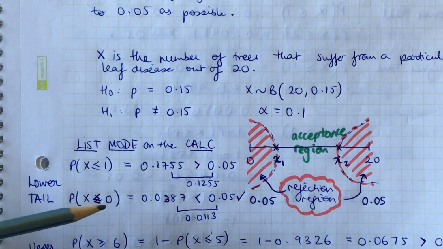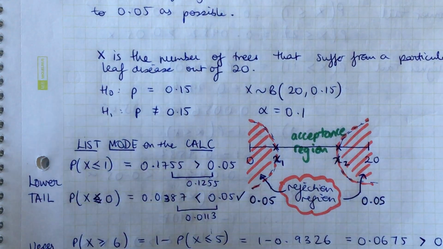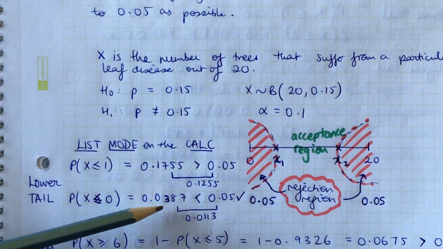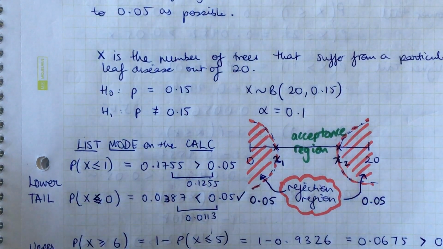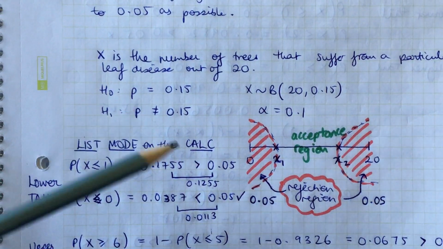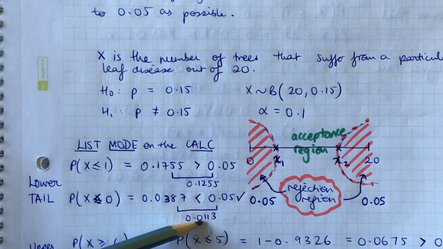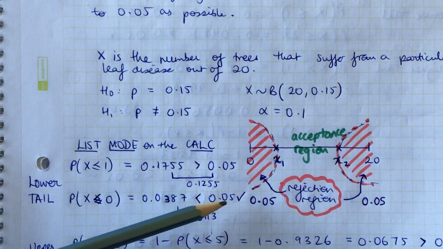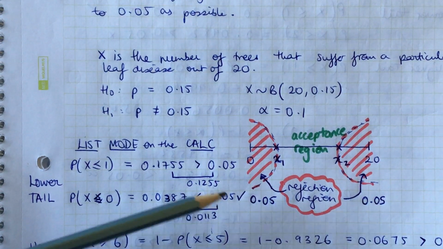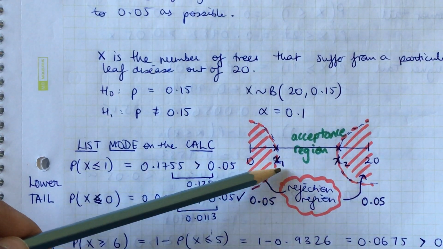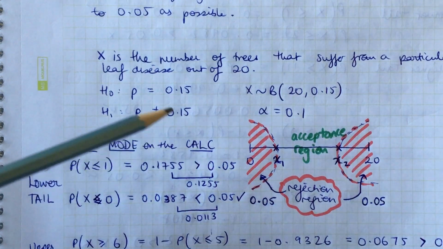I look at the probability that 0 or fewer trees, just 0 trees, have the disease, and the probability is less than 0.05, which means it would lead us to reject the null. And also the distance, this value is closer to 0.05. That means this is the value we'd go for on the lower tail. That means the rejection region here is actually 0 trees.